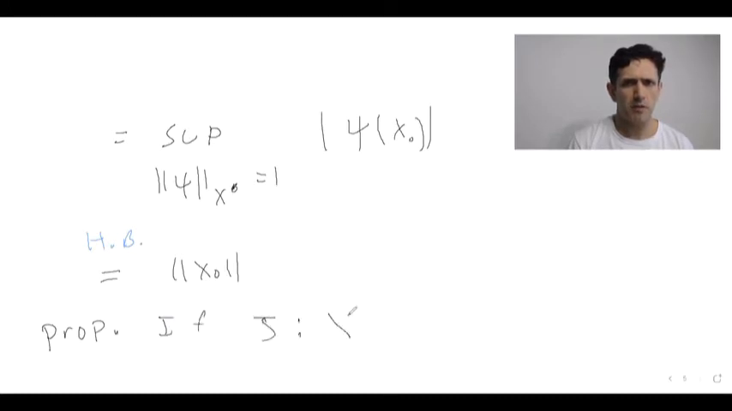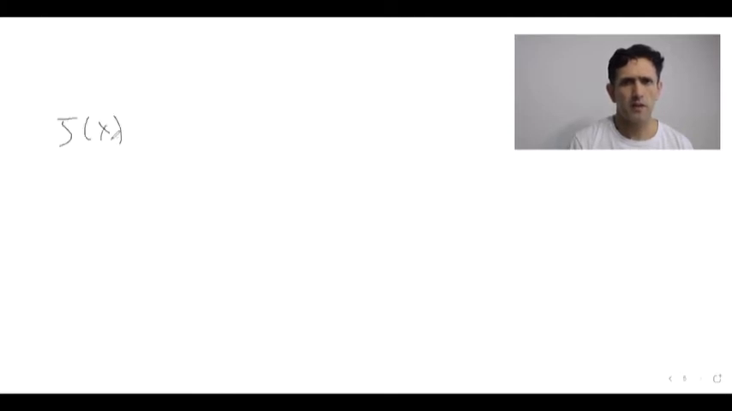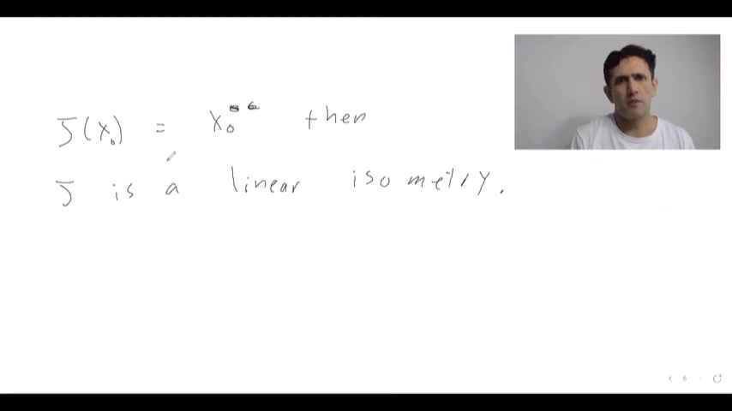So we've proven the following little proposition. This natural map is often called J. The book doesn't really give it a name, but I think it's useful to give it a name, just have a letter denote it. I think it's J for James, because the mathematician James did a lot of interesting work on this kind of stuff. So J is defined by J of x zero is x zero star star. Well, you can check this is linear. It's really not much. Then J is a linear isometry, and we just proved a moment ago that this is an isometry.